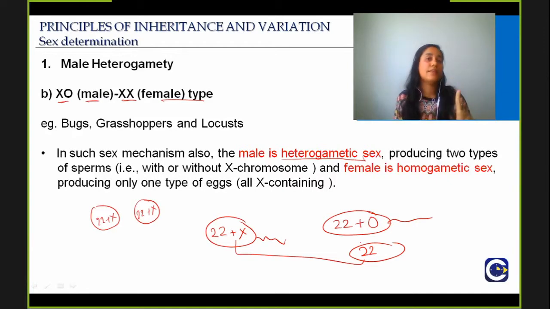So I hope the main thing that you have to understand is what is male heterogamety: when different types of sperms are produced, when the composition of sperm is different, and when the male is the sex determining factor.